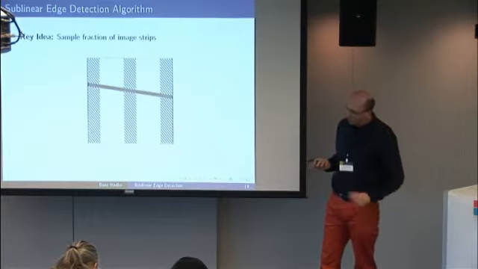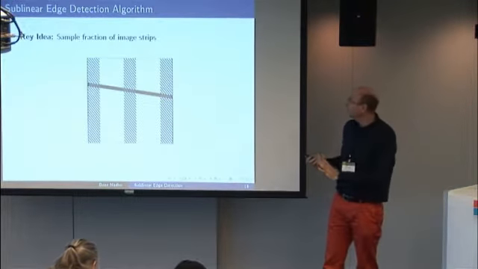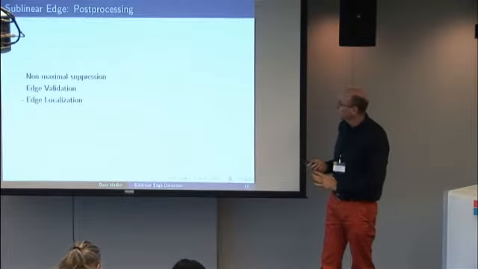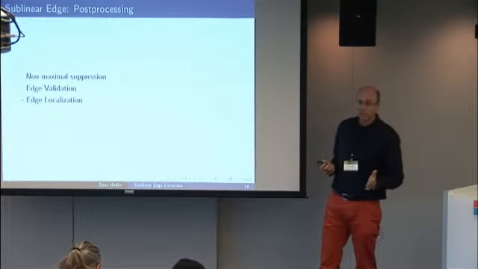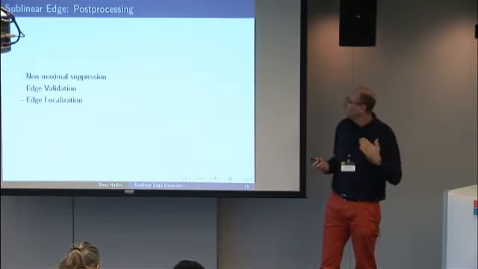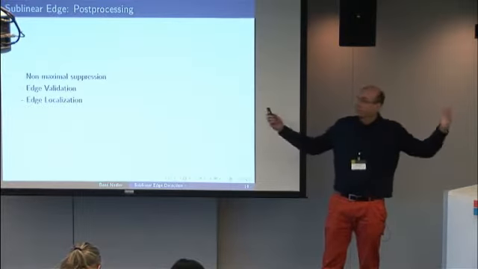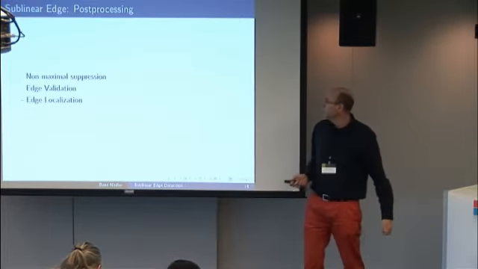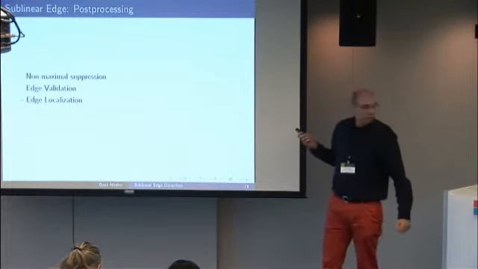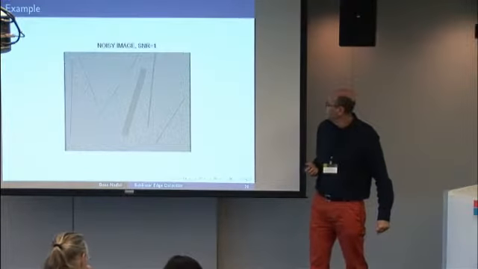Now, there are many other things that you need to do. For example, you need to validate if there is an edge. You need to localize it if it doesn't go from left to right, only somewhere in between. Let me show you some results.